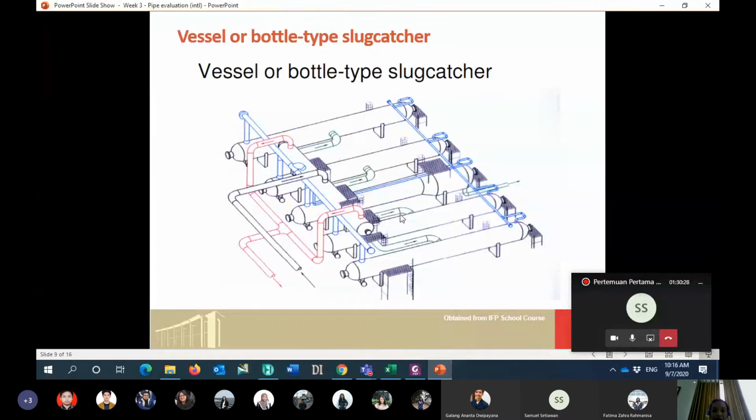Yeah, many types of separator. The separator will split gas and liquids. Sometimes we call it a slug catcher. If you have heard about the slug catcher, it means that the separator tries to split the gas-liquid system in order to avoid slugging.